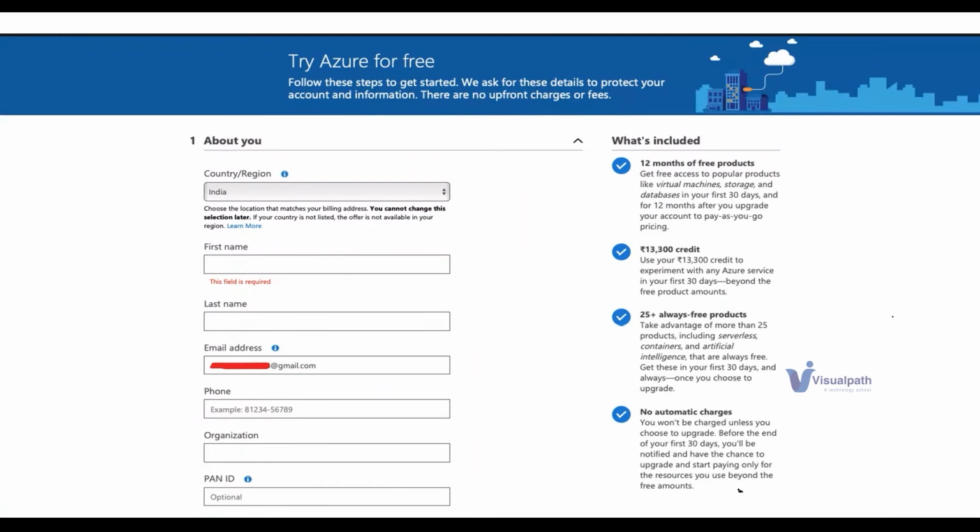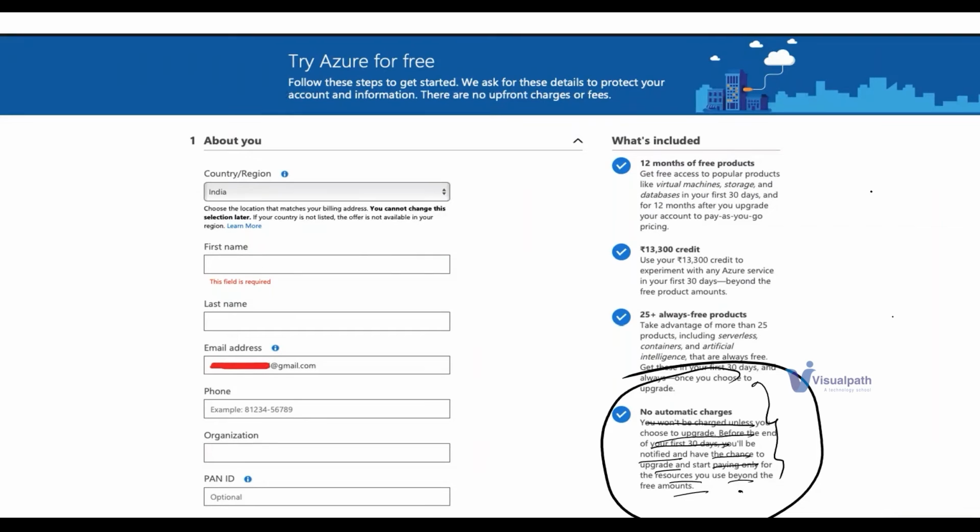The one that you see on the right hand side here, this part. Please go through this carefully. It is mentioned that you won't be charged unless you go ahead and upgrade. By end of the 30 days, you will be notified and have a chance to upgrade and start paying for the resources beyond your free trial limits.